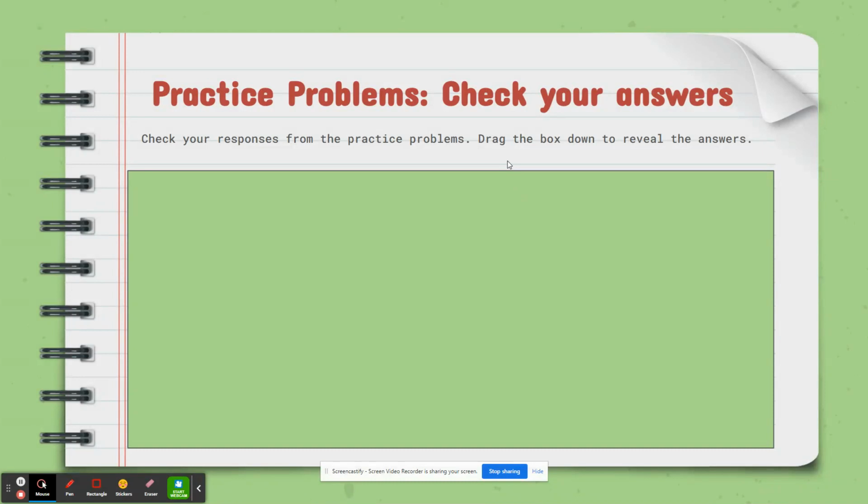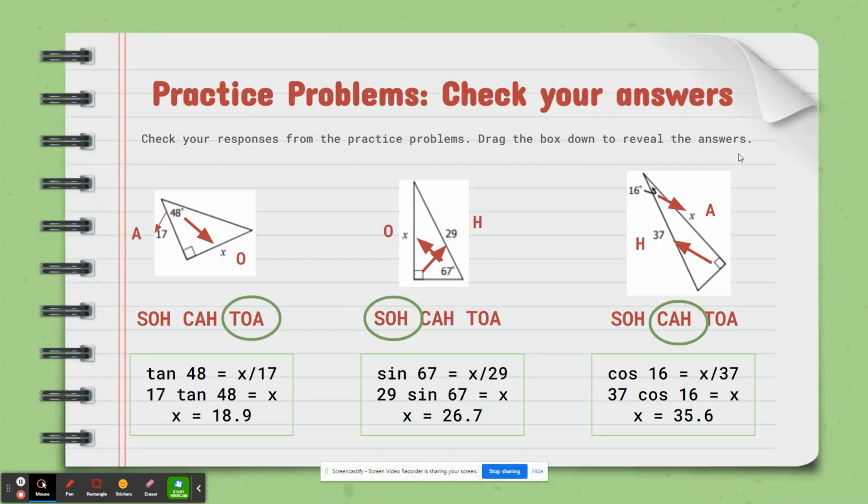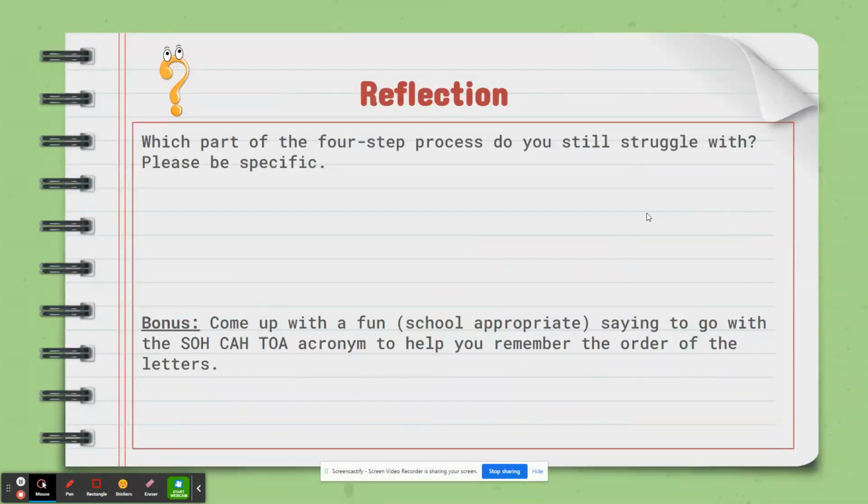On this slide, you can check your responses from the practice problems by dragging the green box out of the way. And there are the answers to steps 1 through 4 from those 3 practice problems. And then on this last slide, please describe which of the 4-step process you are still struggling with, and please be as specific as possible. And then as a bonus activity, go ahead and create your own saying that goes with the SOHCAHTOA acronym that will help you remember the order of the letters.